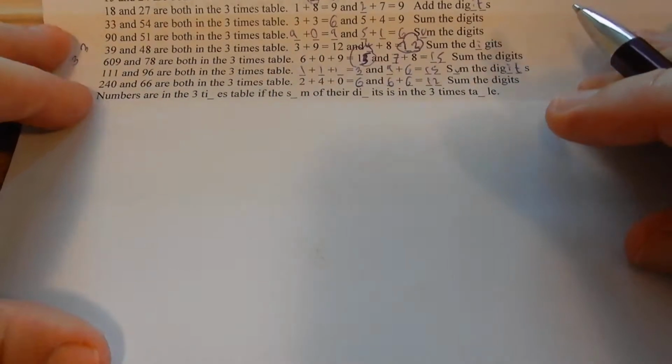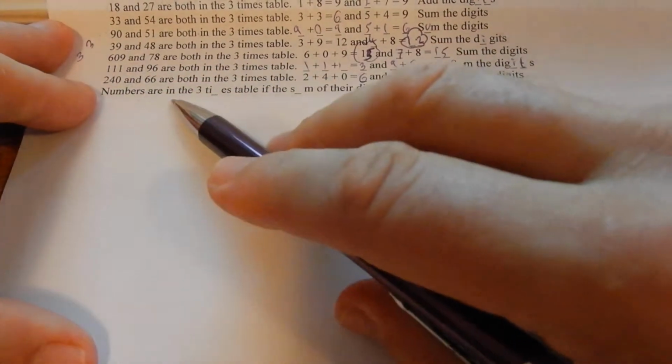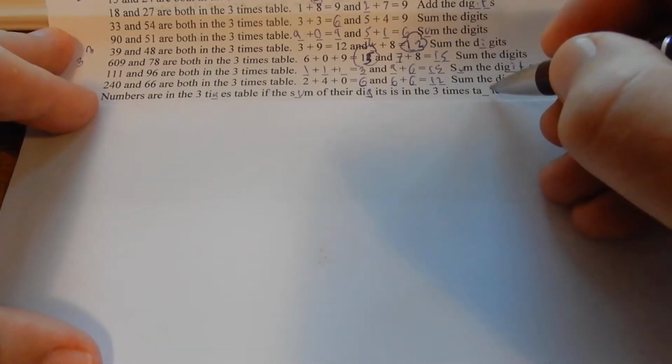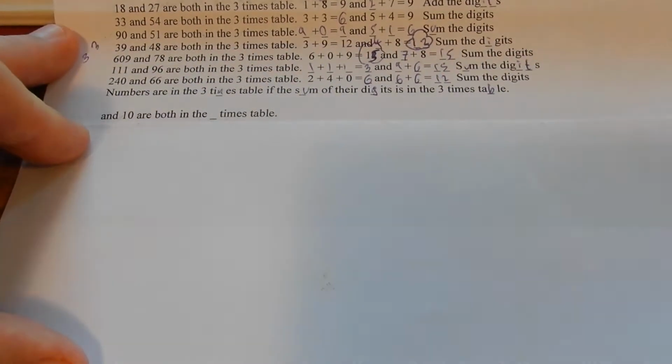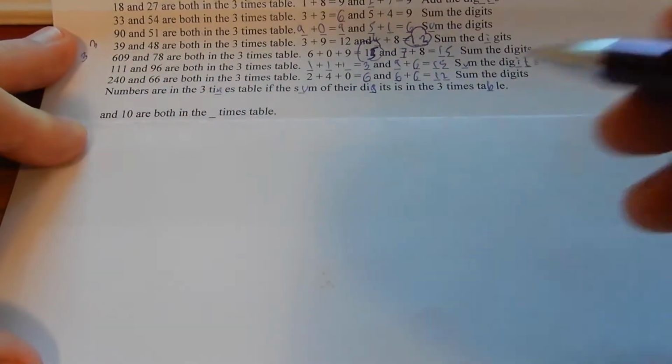Sum the digits. Numbers are in the 3 times table if the sum of their digits is in the 3 times table. It only works for the 3 times table. There's another trick for the 9 times table, but don't go there.